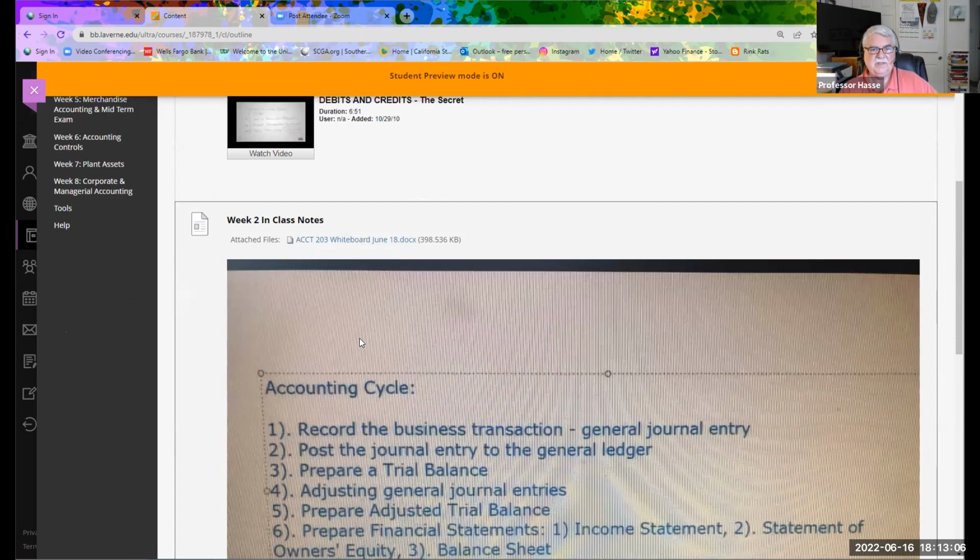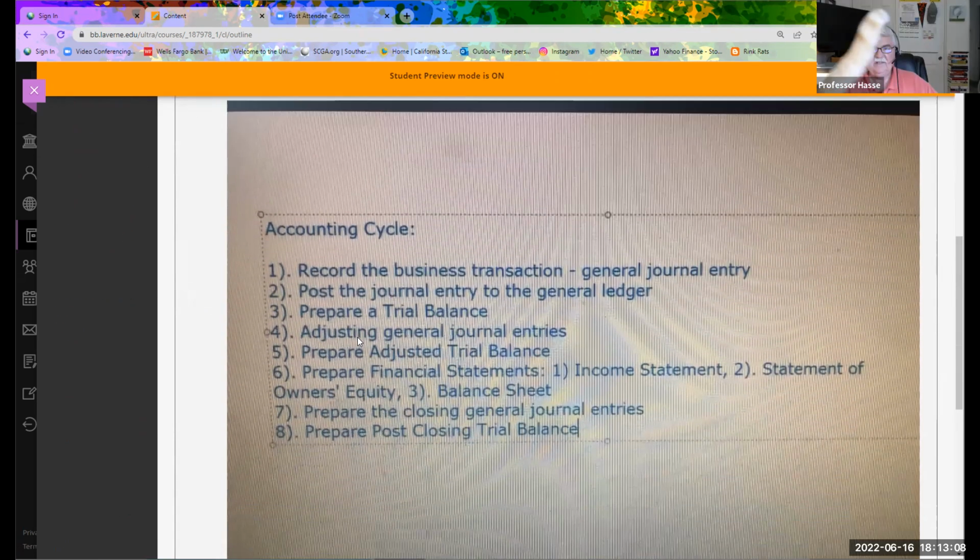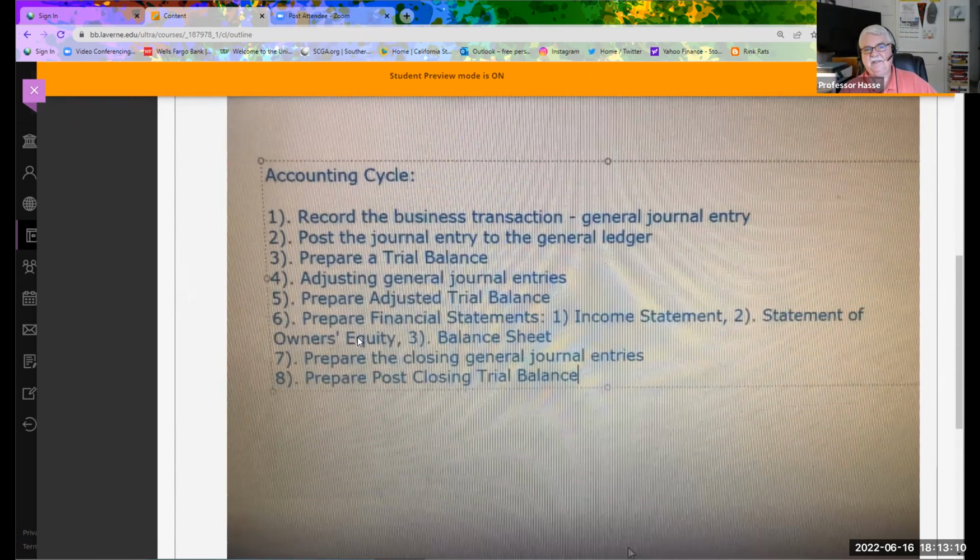Remember, I mentioned at the beginning of class that we're studying the accounting cycle these first few weeks. This is the accounting cycle I meant. It's 8 steps that every company in mankind and womankind has to prepare on a monthly, quarterly, annual basis. They have to record a business transaction in a journal entry. They have to post that entry to what is called a general ledger. They prepare a trial balance of the general ledger balances.